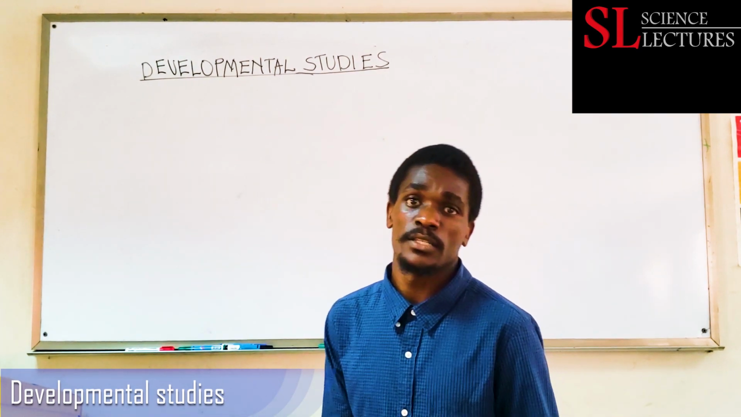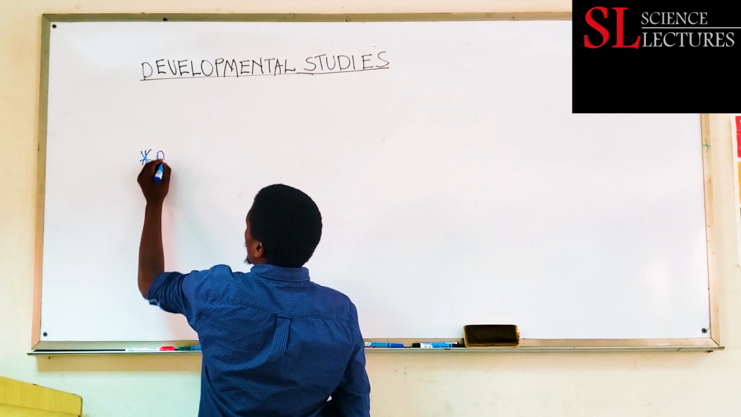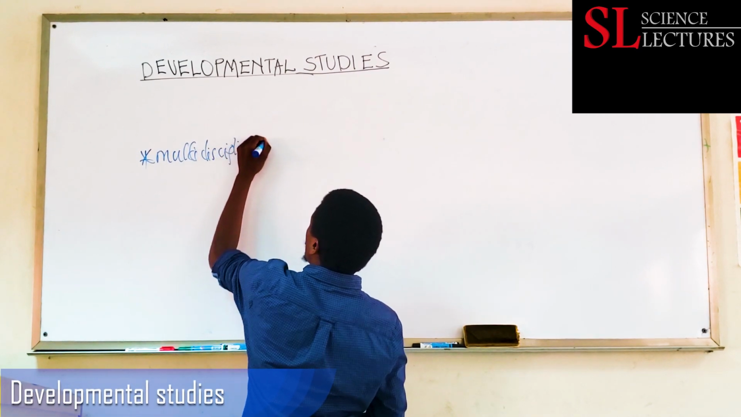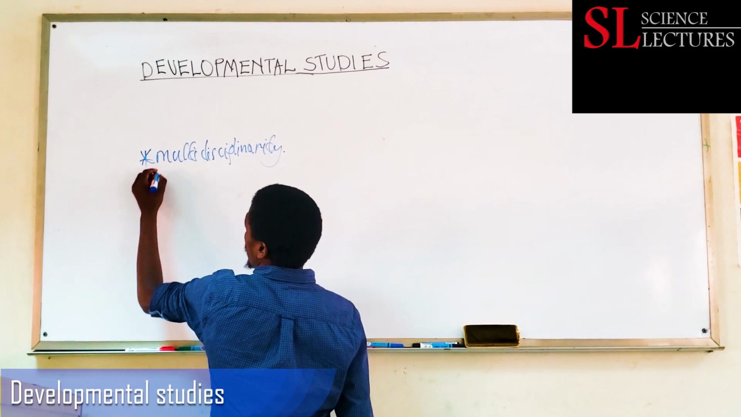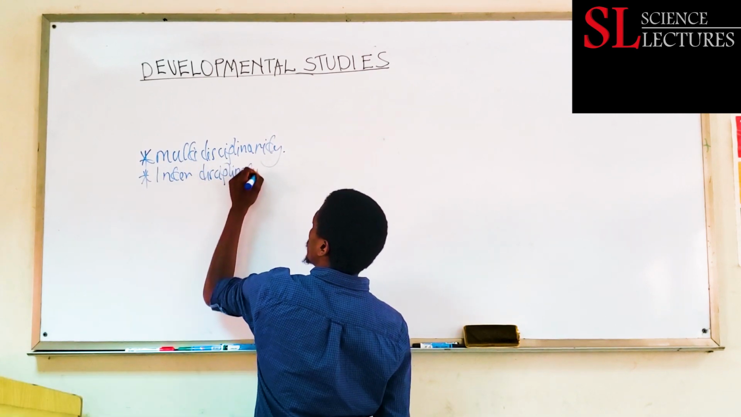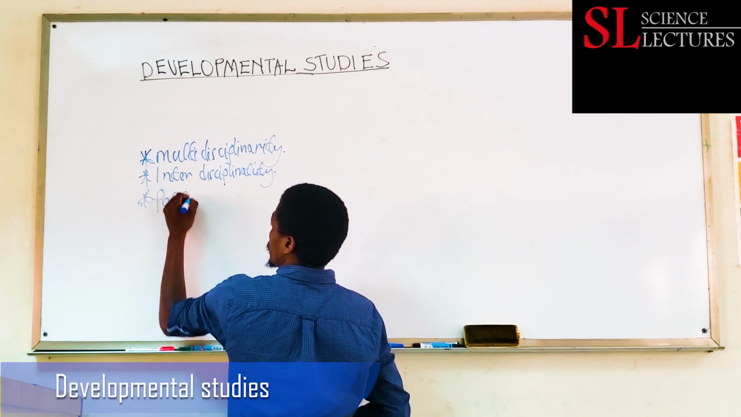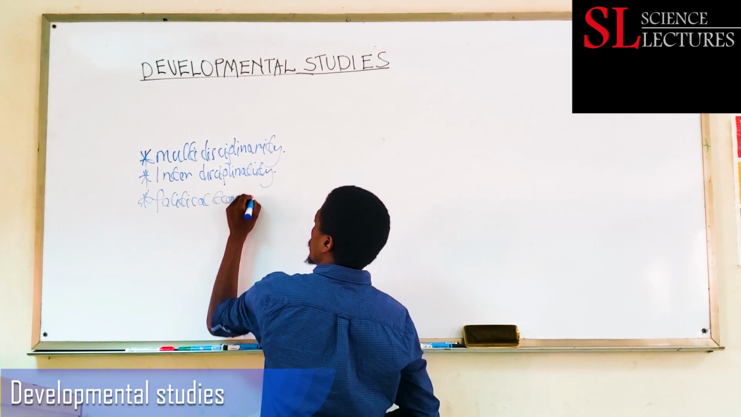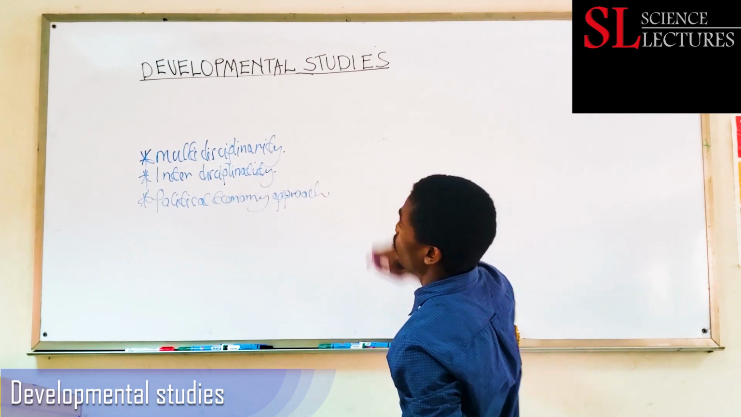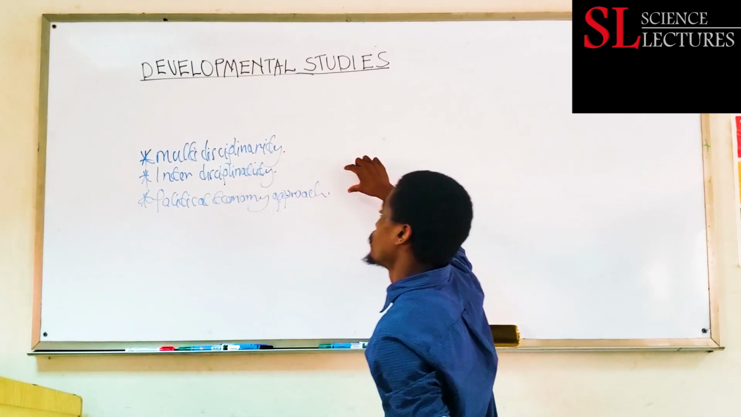What we need to know is that developmental studies has basically three features: multidisciplinarity, interdisciplinarity, and the political economy approach. All three combine to form what we call developmental studies. So what does multidisciplinarity mean, interdisciplinarity mean, and political economy approach?